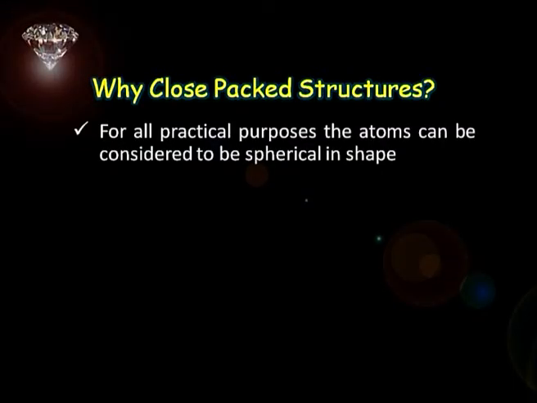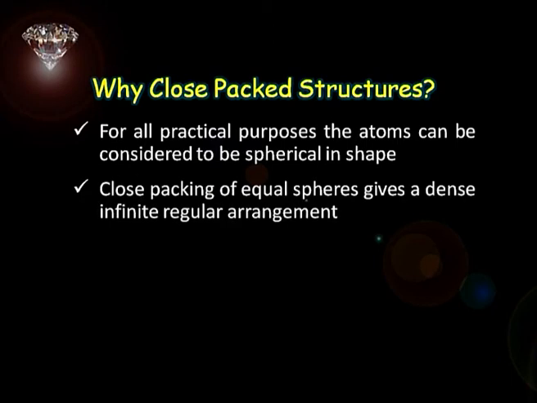The answer to that comes from here. Basically, when we talk about closed packed structures, essentially we will be referring to what kind of structures we get if we take identical spheres and pack them. And the rationale for this is that, for all practical purposes, the atoms can be considered to be spherical in shape. That is why we are using spheres as the materials to build up our structures.